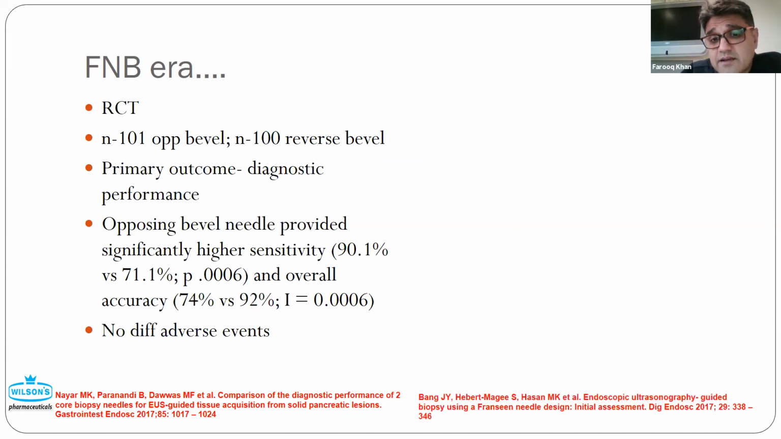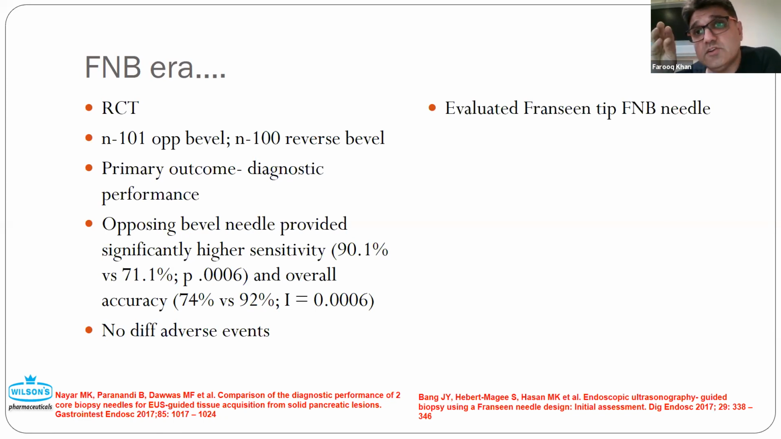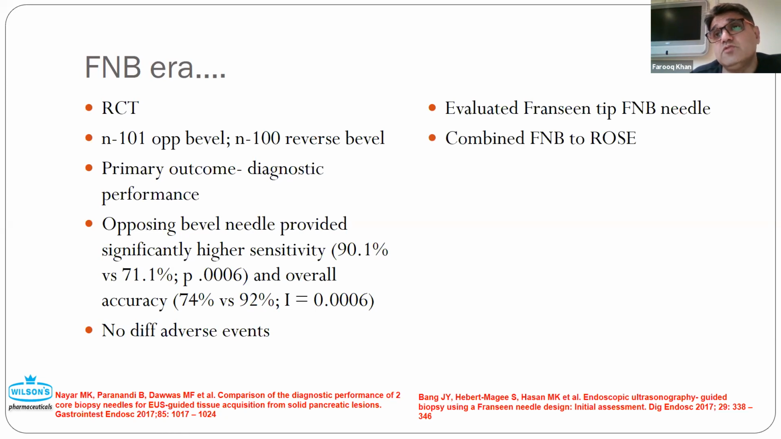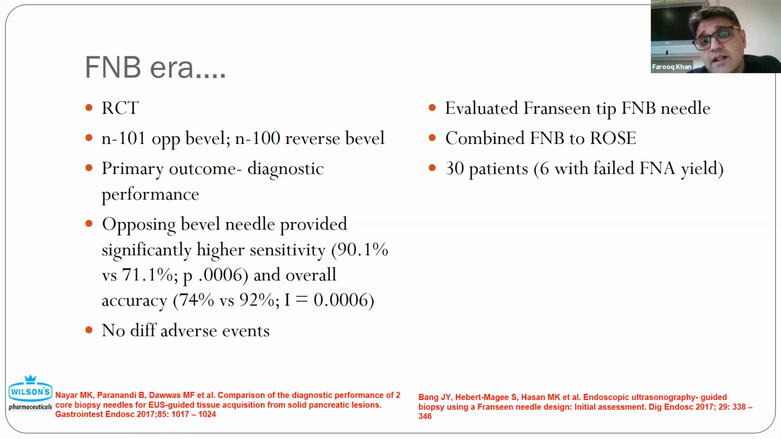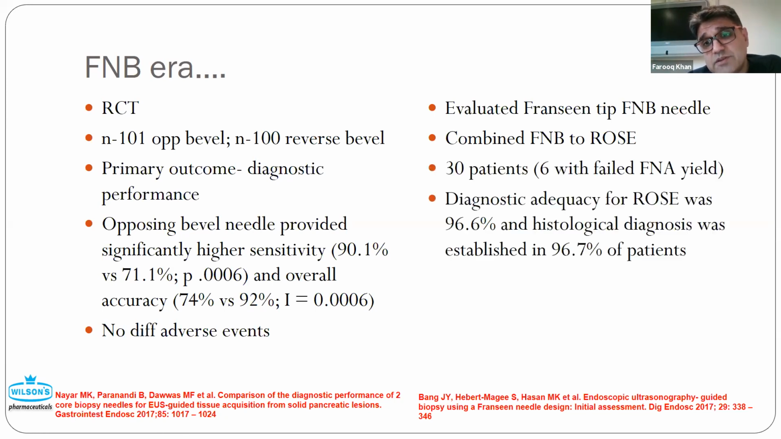A year later, Dr. Khalid Hassan's unit presented this work. What they did was use a Franseen tip, like a pencil-shaped needle. Again, that's an Acquire type needle, and they combined this with ROSE. So not only did they assess the needle, they combined it with ROSE, and they did it on 30 patients, 6 with a failed FNA yield, and they showed that diagnostic accuracy went up to 96, 97%. To be honest, this is really, really strong, significant data.